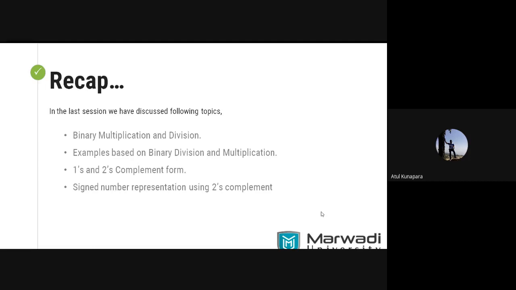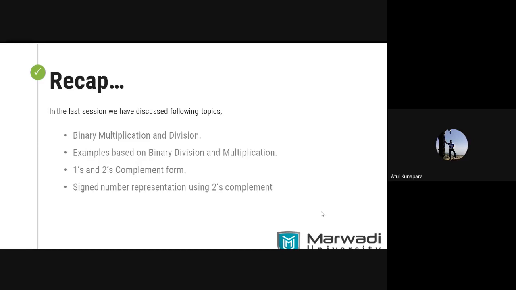In our session yesterday, we started with the discussion of binary multiplication and solved examples based on it, and then we saw binary division and took examples for that. After completing binary multiplication and division, we discussed the first complement and second complement forms, that is, how to represent a binary number with a sign, that means a signed binary number. There we saw what the first complement method and the second complement method are, which can be used to represent the number.